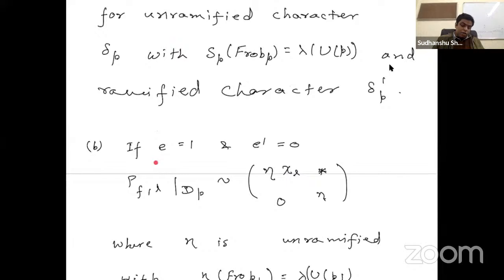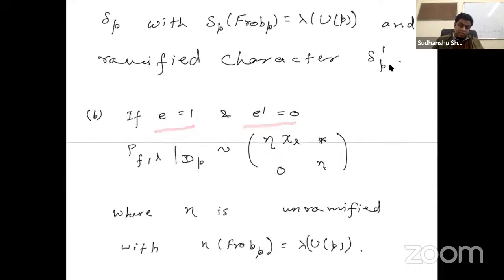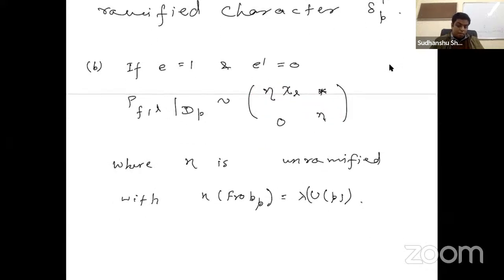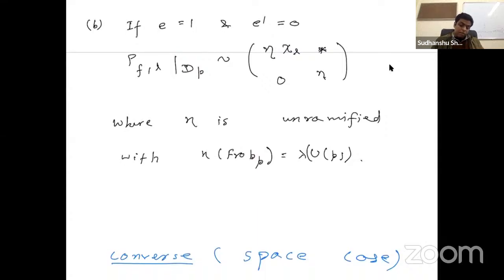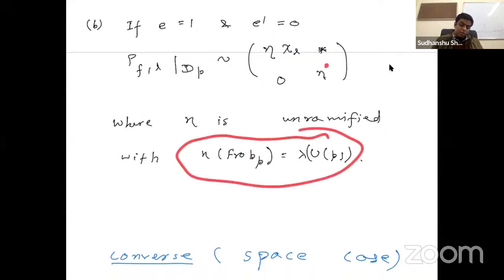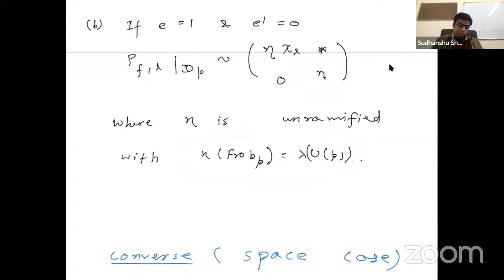When E equals 1 and E' is 0, there is again a description. In this case it is not semi-simple, so it can be non-trivial. However, these two characters are unramified, and again you have a description of this unramified character in terms of a_p.